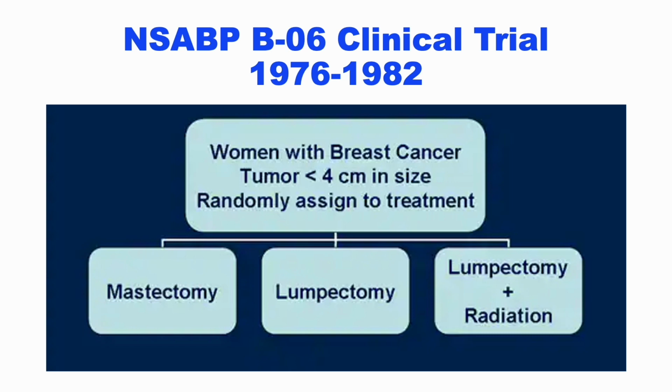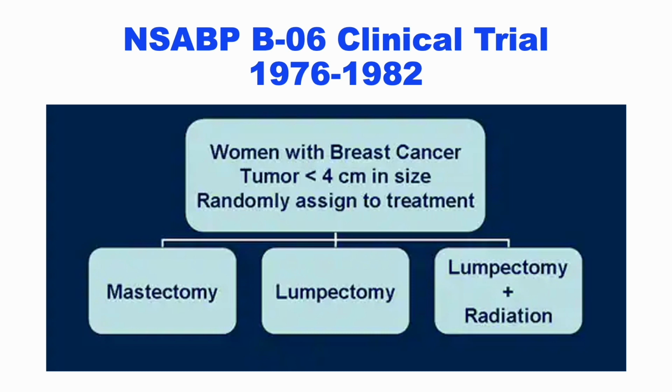There were 3 study groups. Patients were randomly assigned to each of the groups. Those treated with lumpectomy all had clear margins. That was one of the requirements. This study enrolled patients from 1976 to 1982, and the patient outcomes were tracked for more than 15 years.